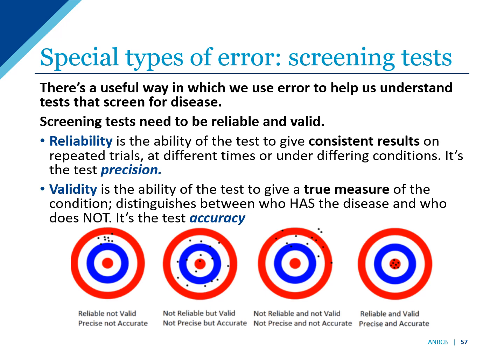Now, there's a special way of using error, and that's our screening tests. It's a useful way in which we use error to help us understand tests that screen for disease. So screening tests need to be reliable and valid. Reliability is the ability of the test to give consistent results on repeated trials, so every time it's done, at different times or under differing conditions. It's the test precision. And validity is the ability of the test to give a true measure of the condition. It can distinguish between who has the disease and who does not, and it's the test accuracy.